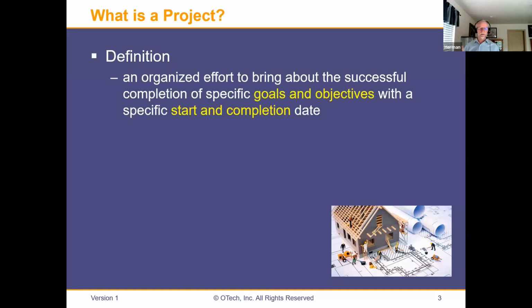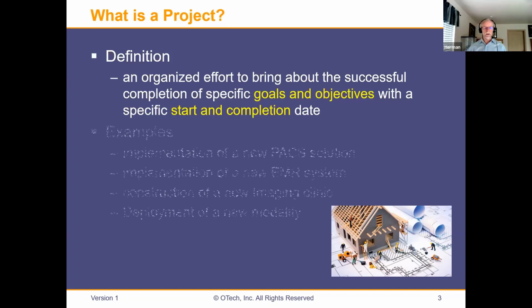The definition of a project is an organized effort to bring about a successful completion. We don't talk about failure, we talk about successful completion of specific goals and objectives. And let's say we have a project that starts next month and we end at a deadline, for example, December 31st. So that's a definition of a project.